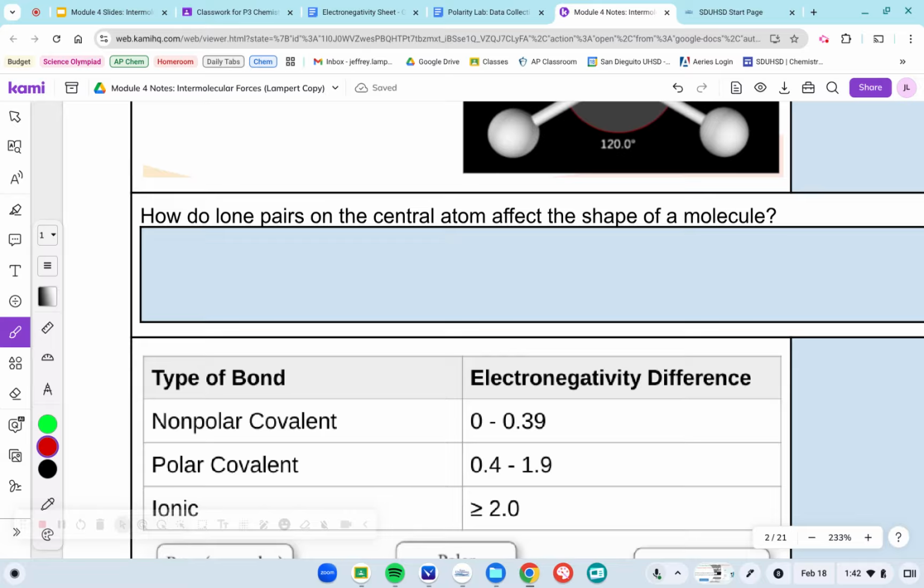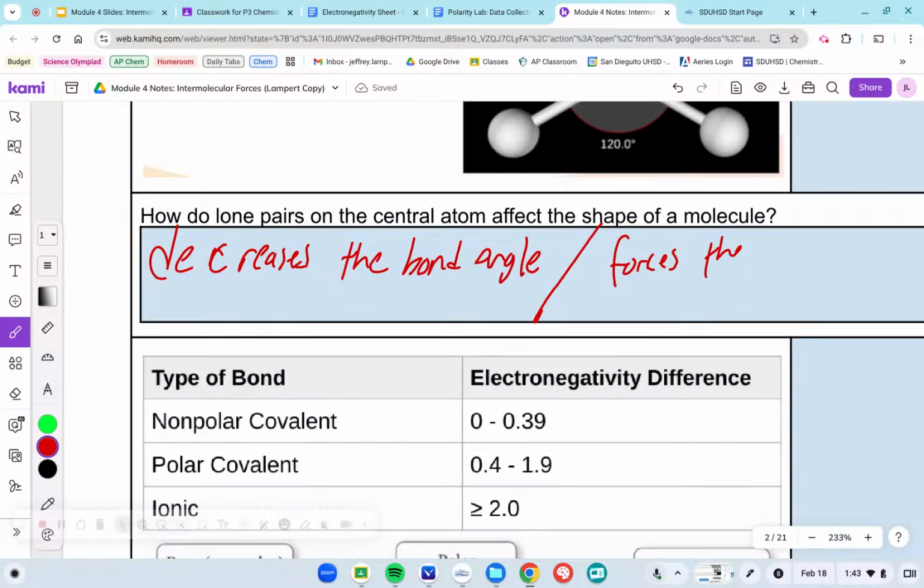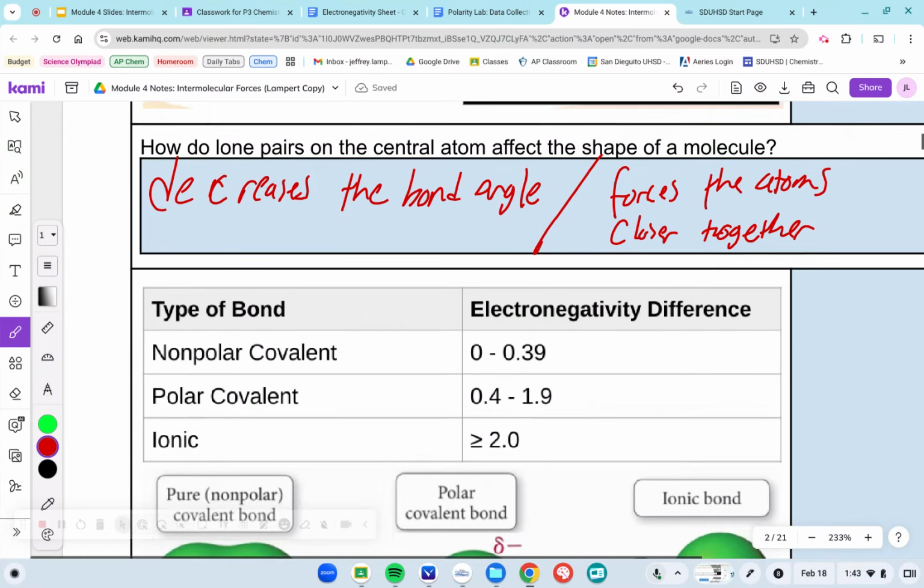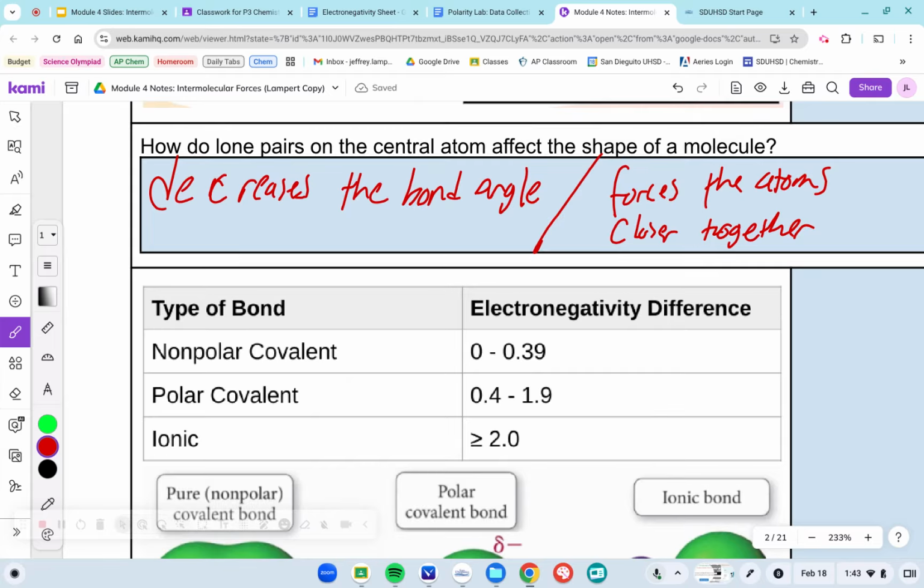All right. So you should have some version of what I'm going to write here. It decreases the bond angle. So that's one way to phrase it. You could also write it forces the atoms closer together. And again, this is because of VSEPR theory, right? The lone pair of electrons repels the bonded pairs, and that forces the bonded pairs to get closer to each other. Okay? Questions so far?